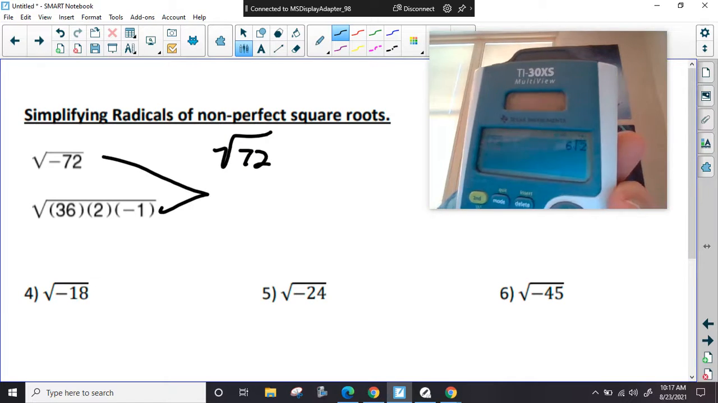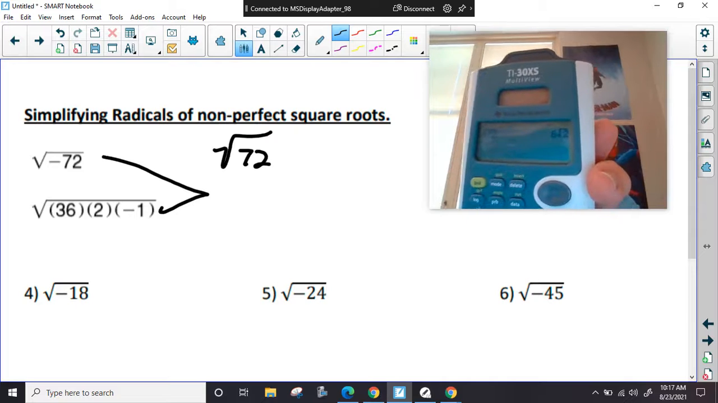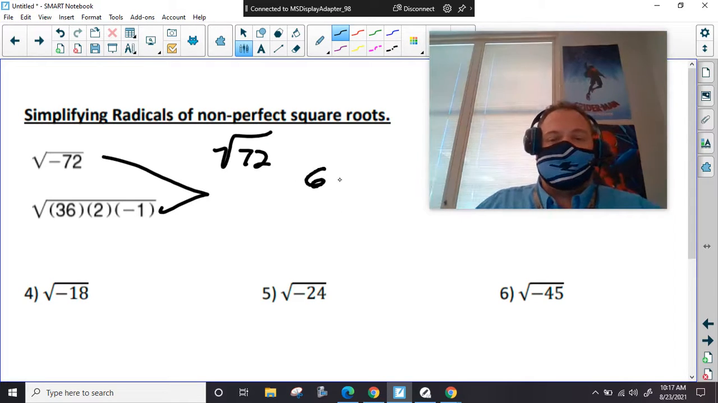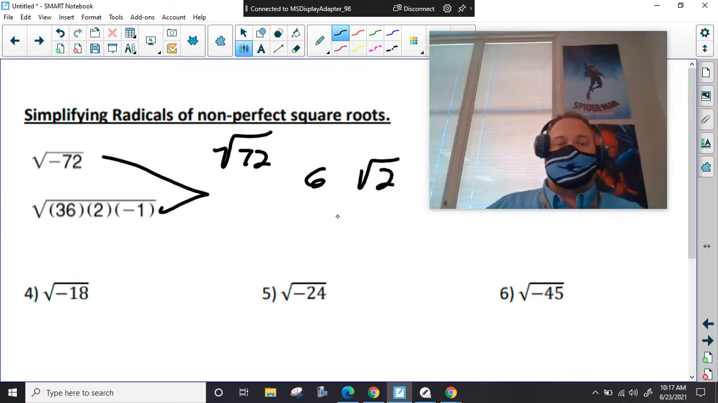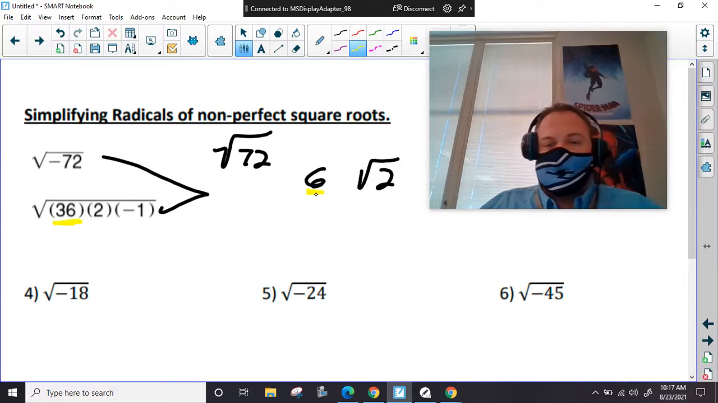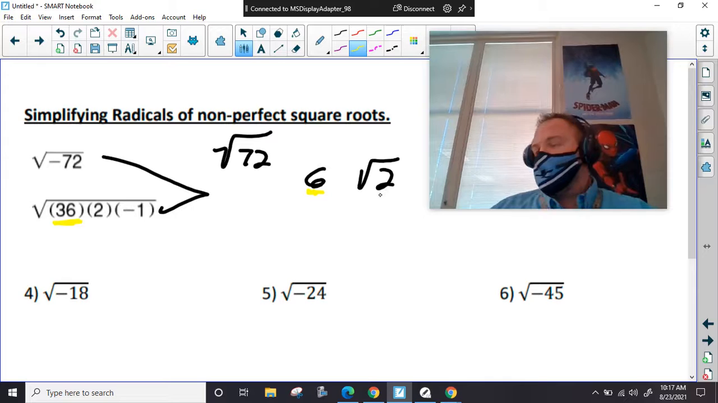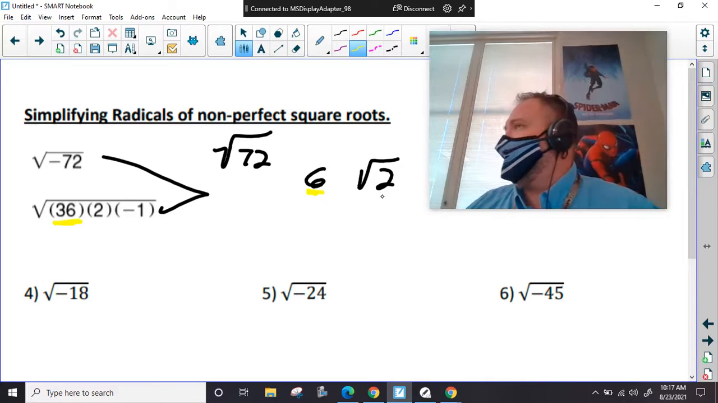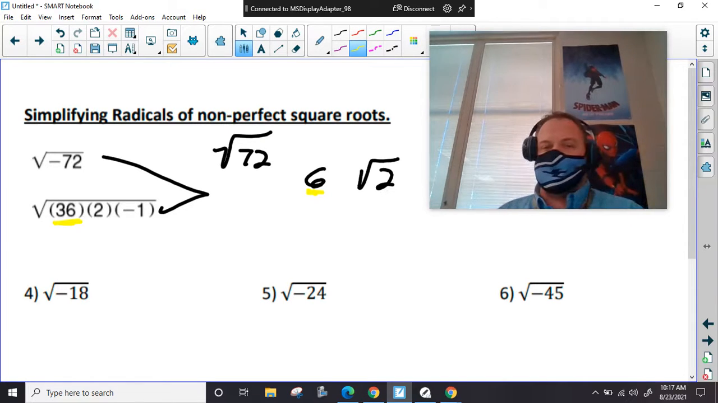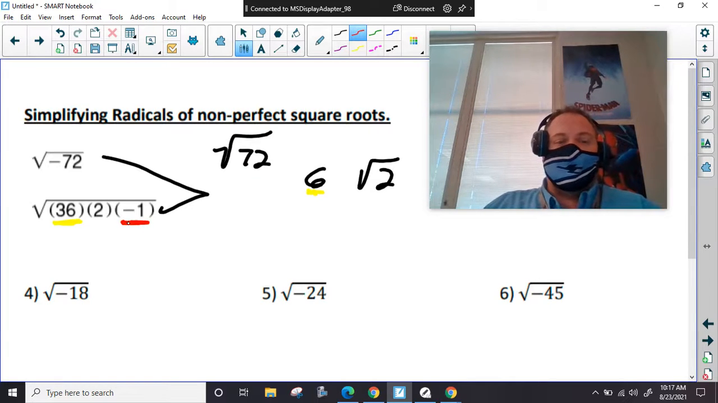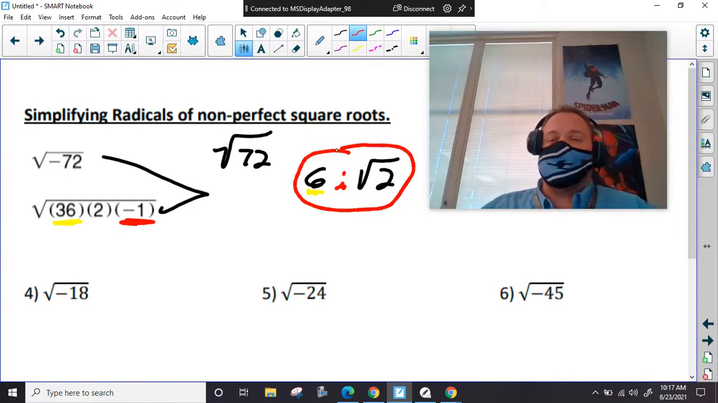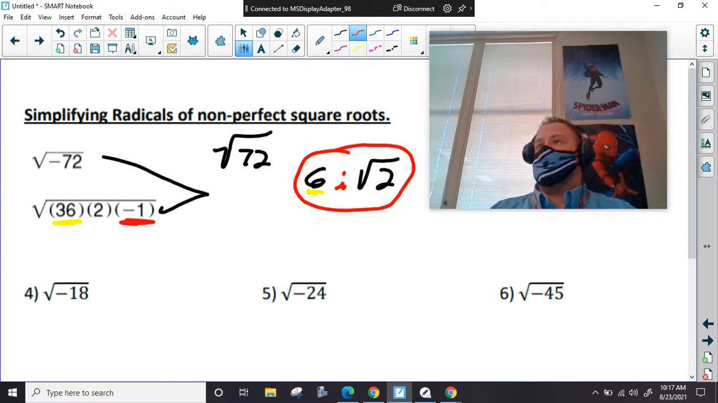Is that a perfect number? No, it's not. This is not a perfect square. So we get 6 root 2. Now, if we look over here, what is the square root of 36? 6. Square root of 2, not. The 2 stays inside the house. It does not get to come out to play. It's got chores to do. It's got to wipe down the baseboards. There is one more thing that we're missing: the i. Because the square root of negative 1 is i. This is actually all you have to do for that. And that's it.